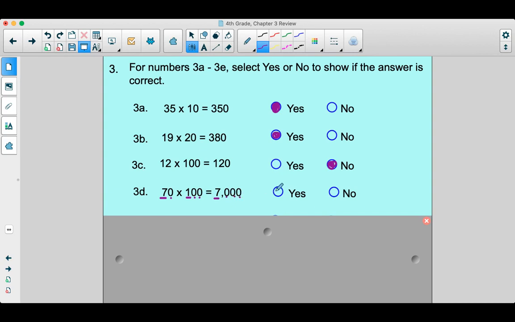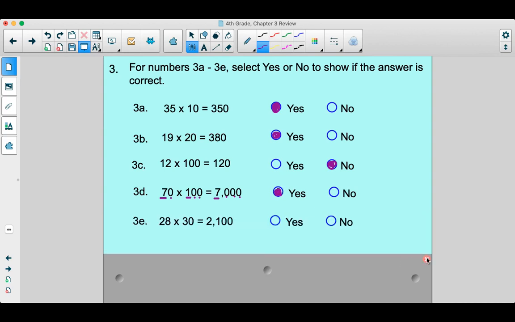So this one is a yes. Okay. All right, let's check out E, see what it is. Yes or no? 28 times 30 equals 2,100. All right, so let's check this one out. How would you do this one?